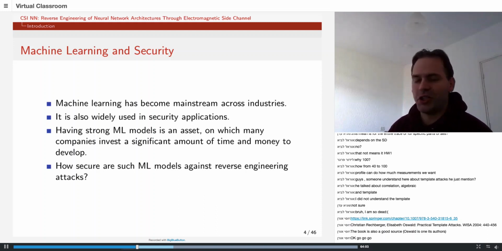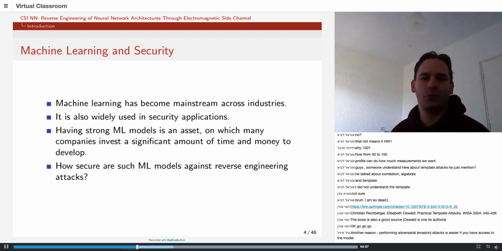And as such, it's a question, okay, how difficult is to do that? How difficult is to reverse engineer a neural network? And actually, there are many works. Yes, performing adversarial attacks is easier if you have access to the model. That is also true. If you have access to the model, it's very easy to do attacks. But the question is how difficult is to do that?